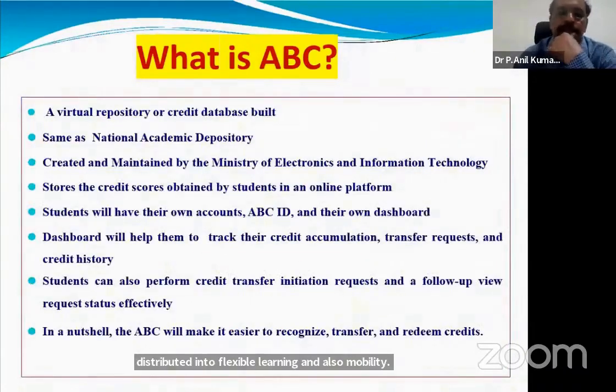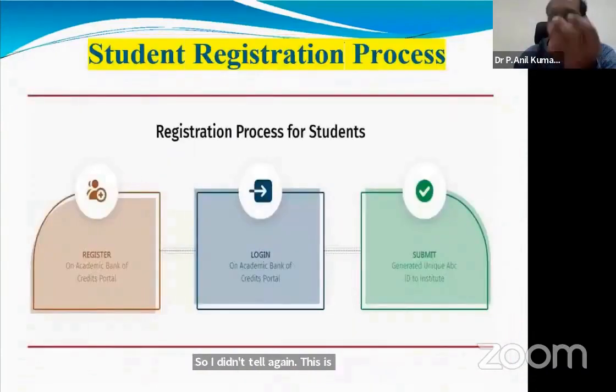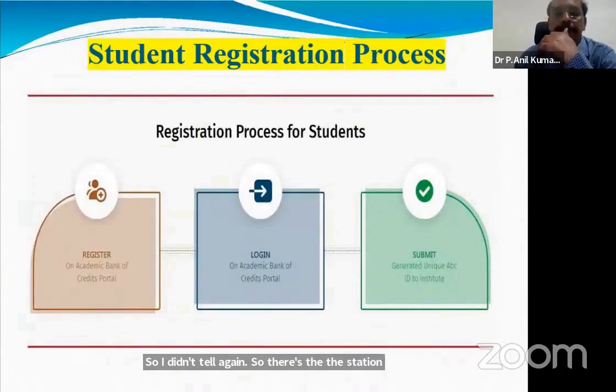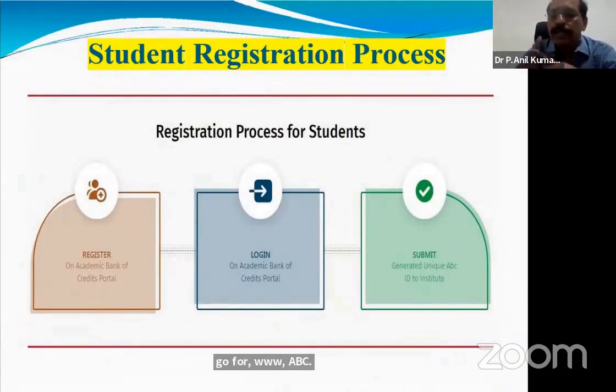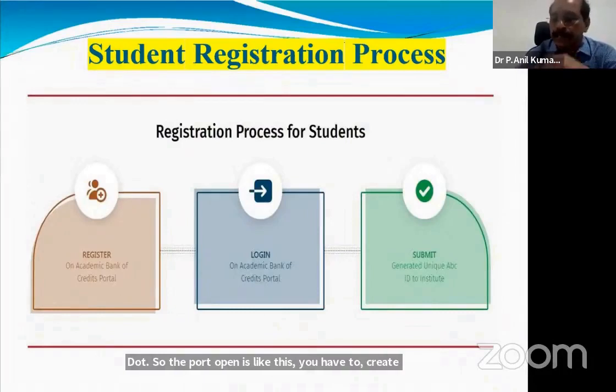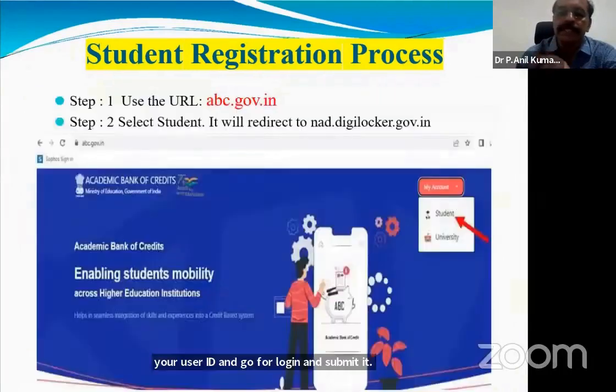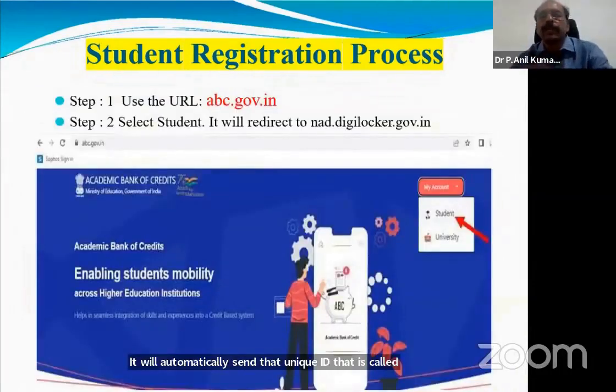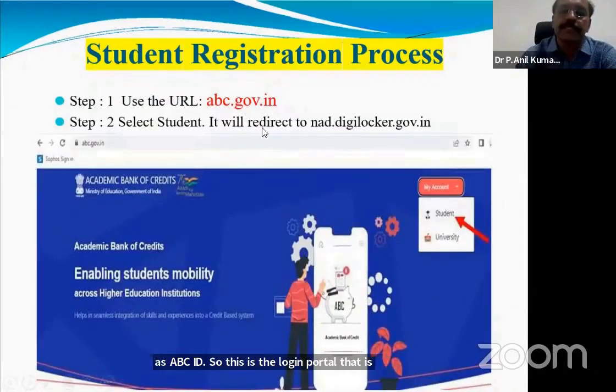So this is the registration process. If time permits, you can create one. Otherwise, you can go to www.abc.gov.in. So the portal opens like this. You have to create your user ID, log in, and submit. It will automatically generate a unique ID that is called the ABC ID. So this is the login portal, that is abc.gov.in, and select student.